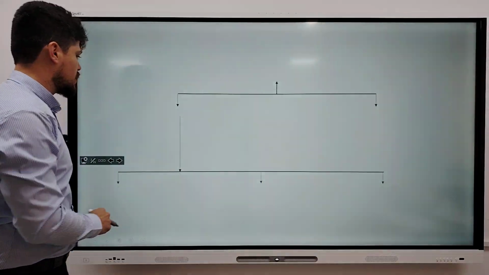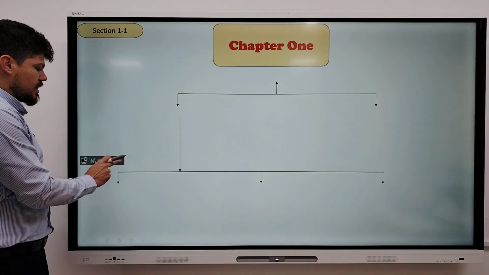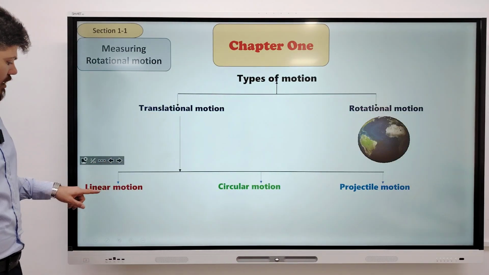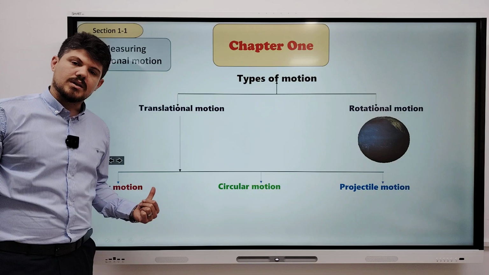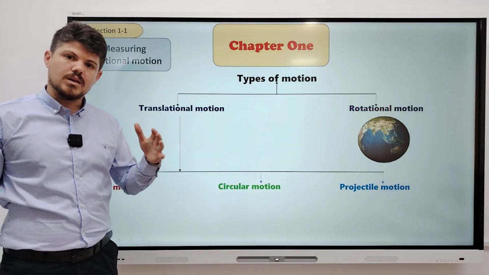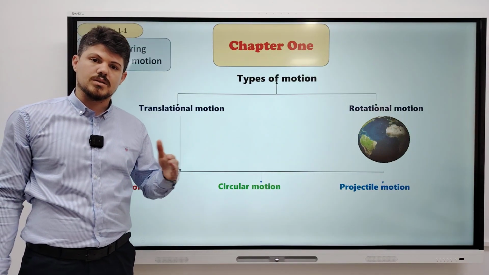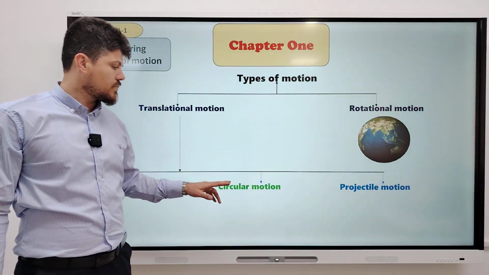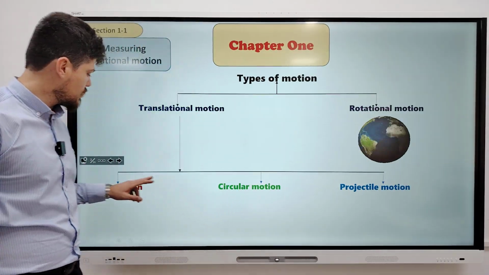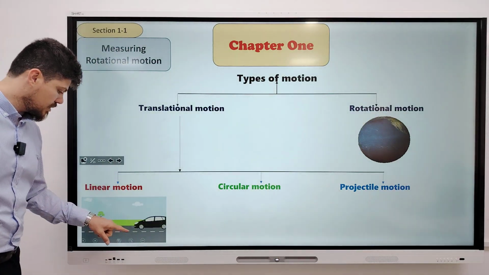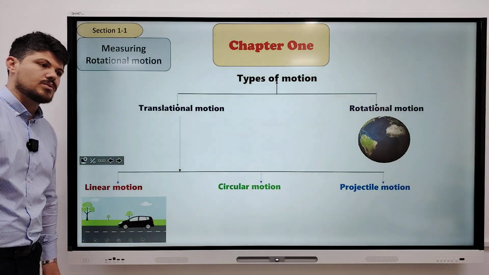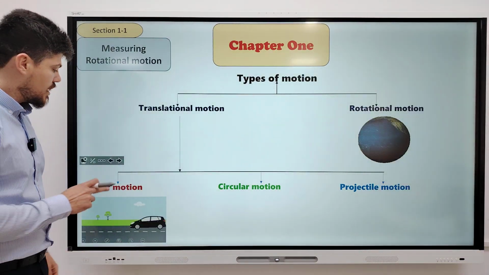The translational motion can be classified into three different types, like linear motion. You have learned in grade 11 about linear motion, for example, when an object is moving on a straight path. Look, this is when a car is moving on a straight path. This type of motion is called linear motion.